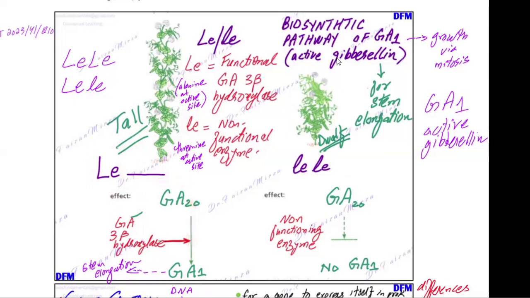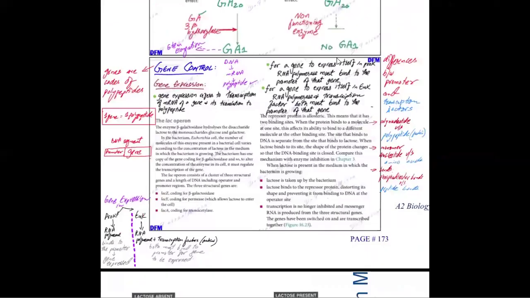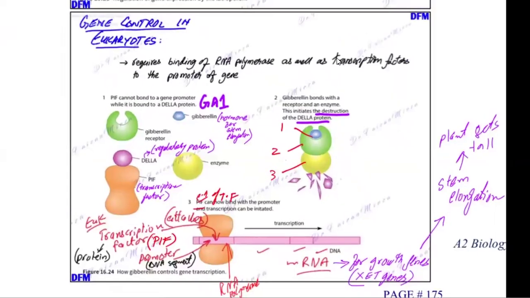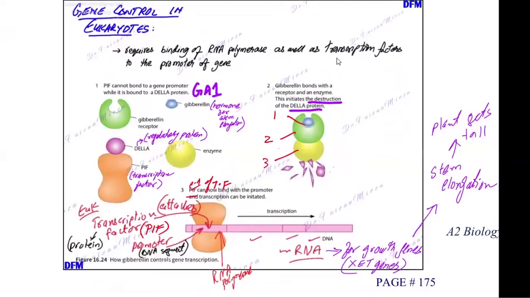And if the plant is homozygous recessive, small le small le, the plant stays dwarf. Why? Because the enzyme is non-functional. It has threonine at its active site. This fails to catalyze GA20 to GA1, so no active gibberellin forms. When GA1 is not forming, how does this affect growth? So let's go to gene control in eukaryotes, and how GA1 actually promotes growth.